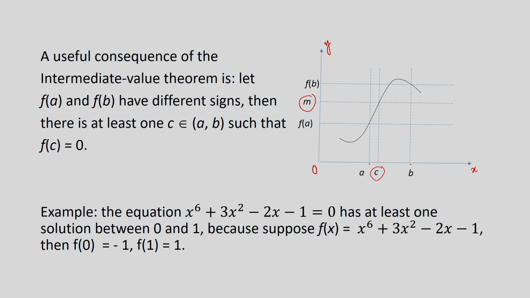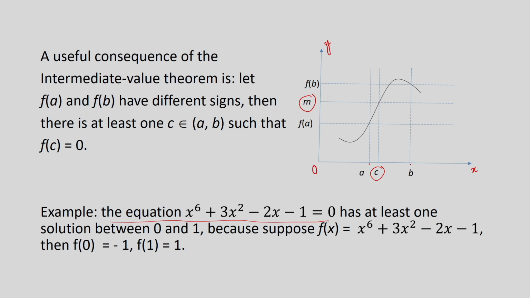Now, a useful consequence of the intermediate value theorem is this: let f(a) and f(b) have different signs, then there is at least one c between a and b such that f(c) is equal to 0, right. So, here is an example of how it can be used. Suppose you have this equation, x to the power 6 plus 3x square minus 2x minus 1 is equal to 0. Now, what is the proof that this equation has a solution? What is the guarantee that there is one x at which this equation is satisfied?